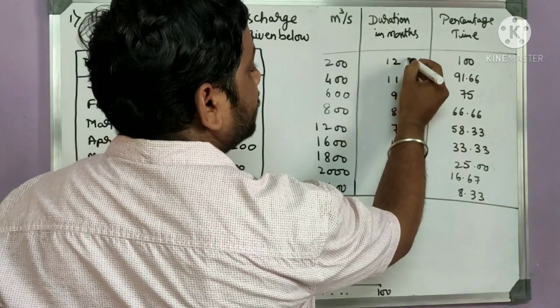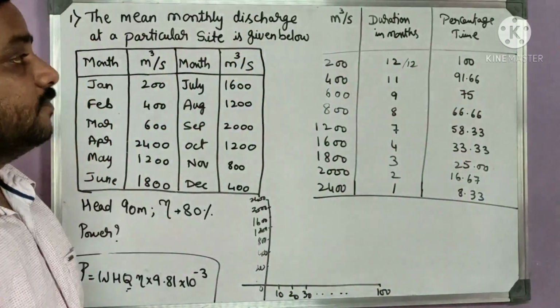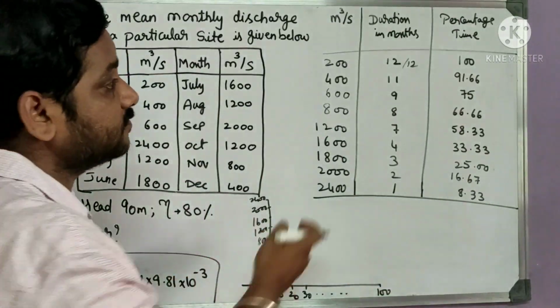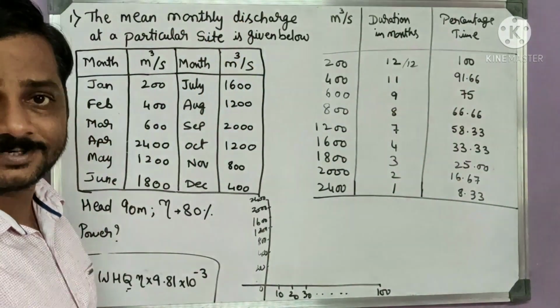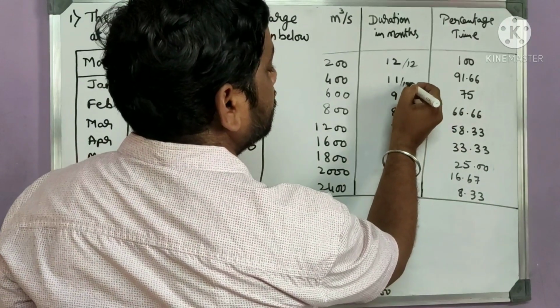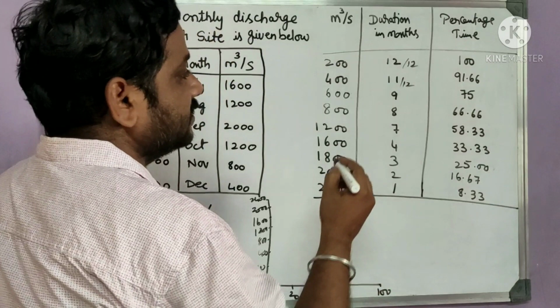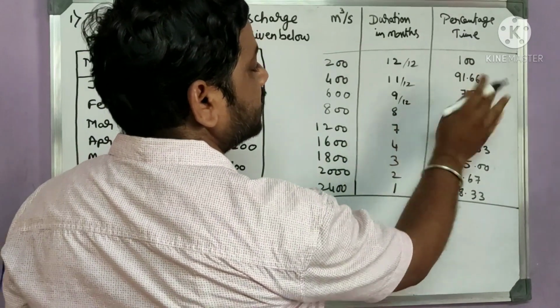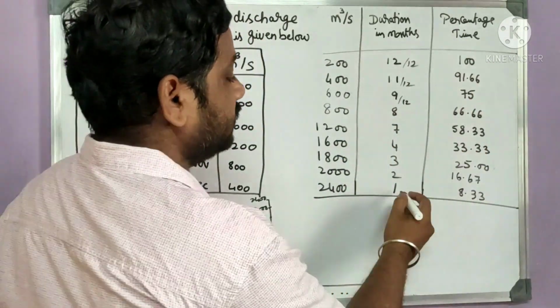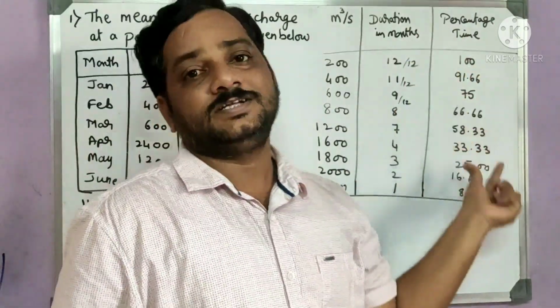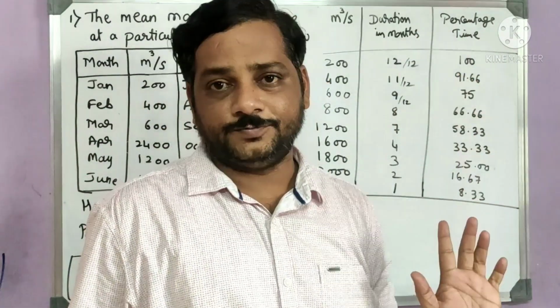Or you can just divide it by 12. Whatever the availability we have, divided by total number of months. That will give the percentage. So 12 by 12 into 100 is 100%. So 11 by 12. You will get 91.66, into 100 you have to do to get the percentage. So 9 by 12 into 100, you will get 75%. Same way, 1 by 12 into 100 we get 8.33%. So this is how I have written the percentage here. I hope this is clear for you.